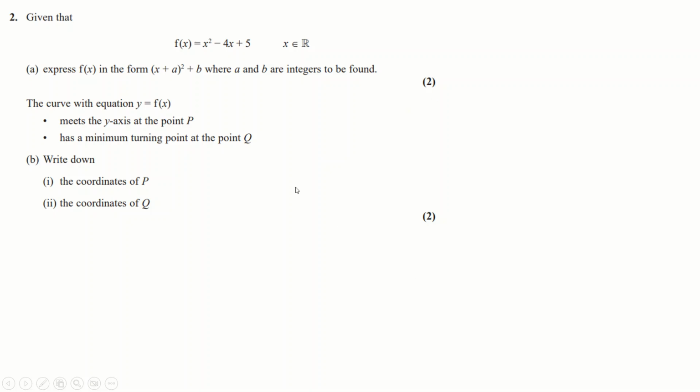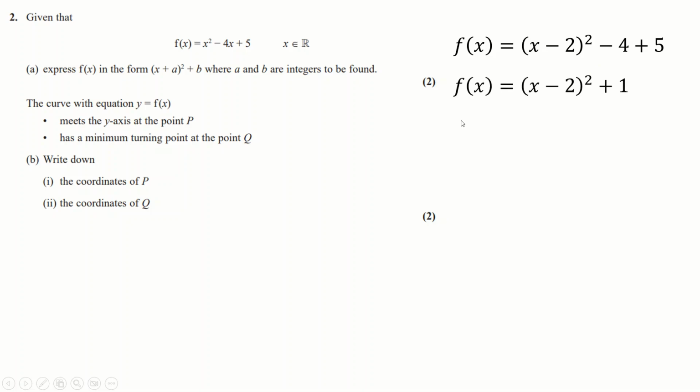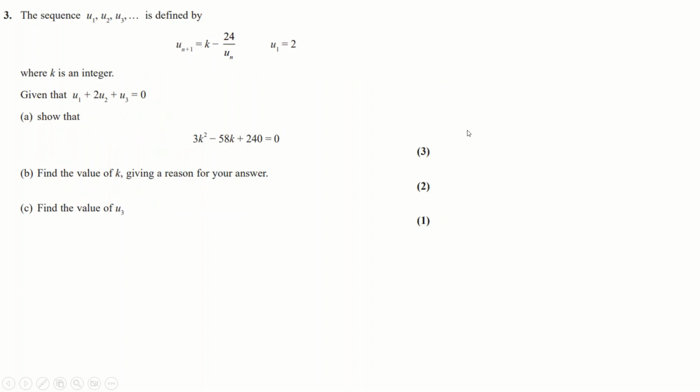We get 4 marks here for just knowing GCSE maths. We halve this number to make a 2, then we always take away that number squared. So always take away 4 here, in this case 2 squared is 4, tidy that up, and then here meets the y-axis at p. Well, it always meets the y-axis at this number if you're in standard form, so it's just 0, 5. And then the minimum point is negative this number, so just 2, 1 in this case. And yeah, nice and straightforward.